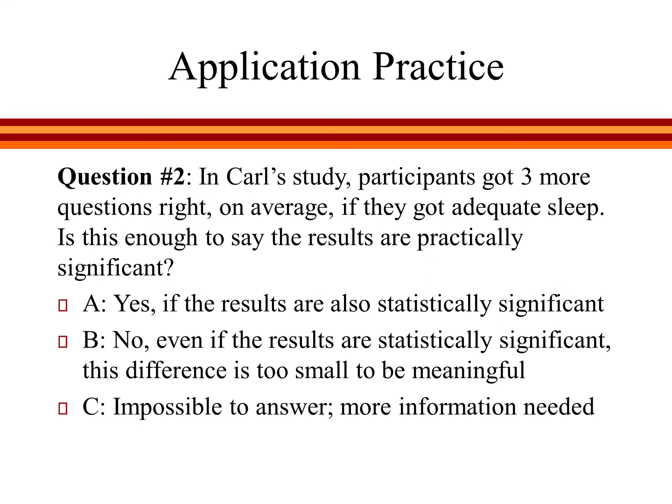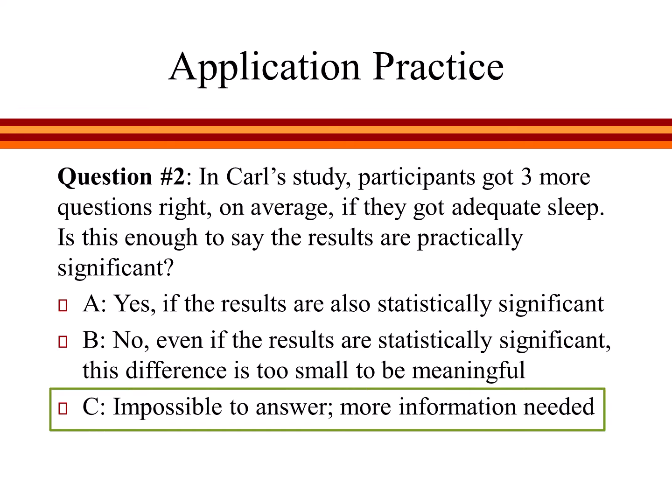Okay, question 2. In Carl's study, participants got 3 more questions right on average if they got adequate sleep. Is that difference enough to say that the results are practically significant? Here, the correct answer is C. Remember that practical and statistical significance are not the same thing. Moreover, in order to determine a result's practical significance, we need to know the context in which it will be applied. Since the question doesn't give us this information, we aren't able to determine whether this finding has practical significance.